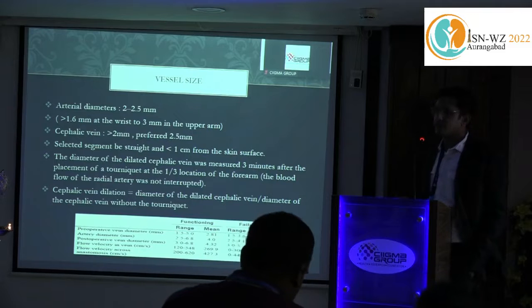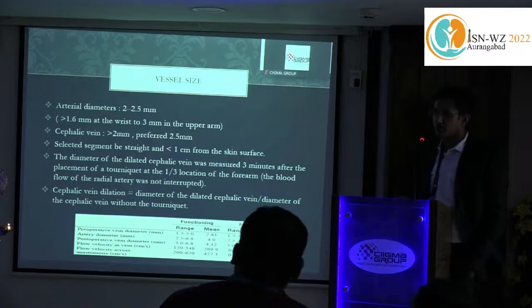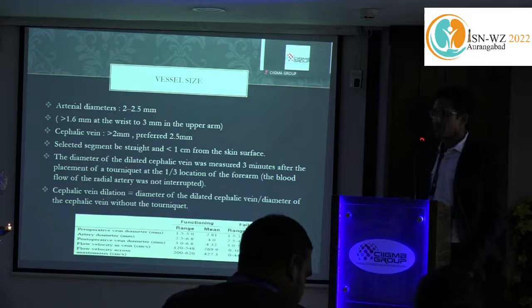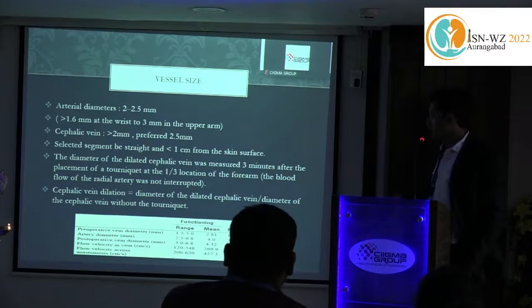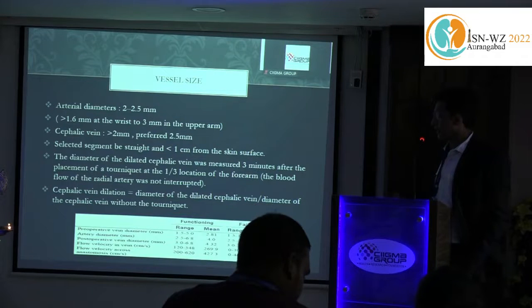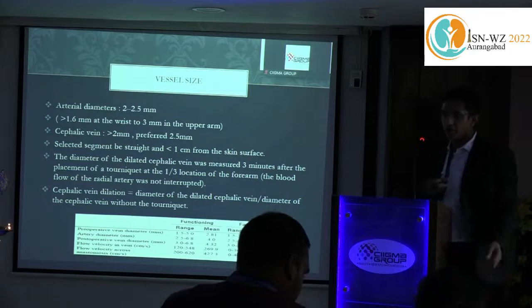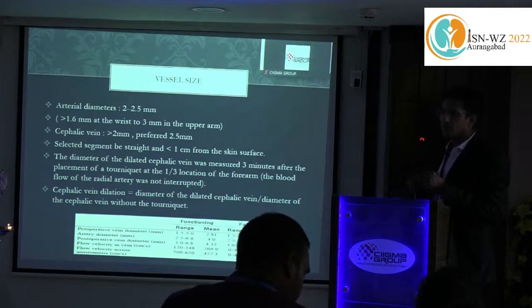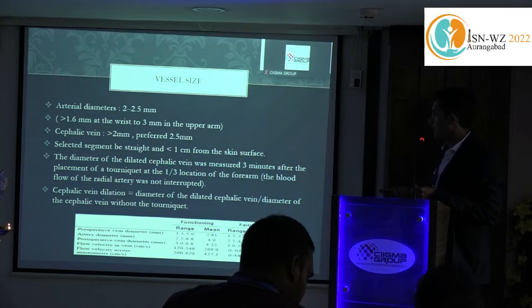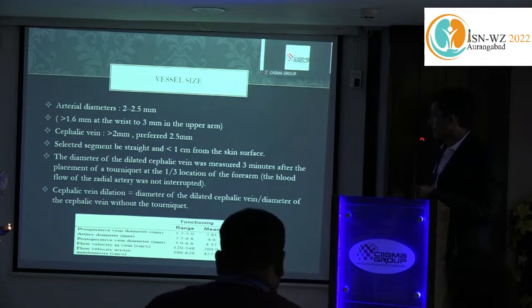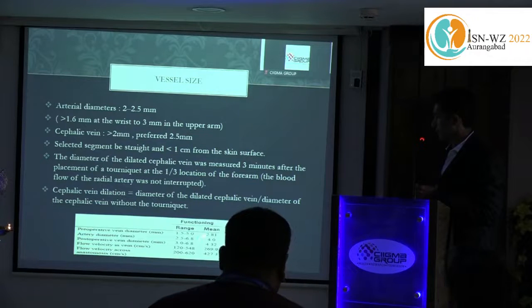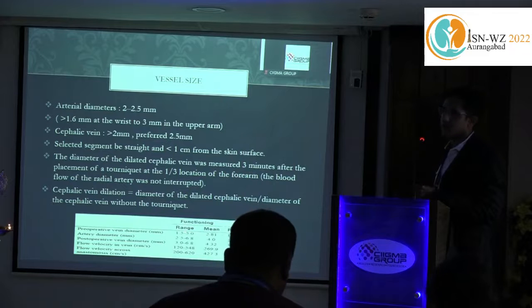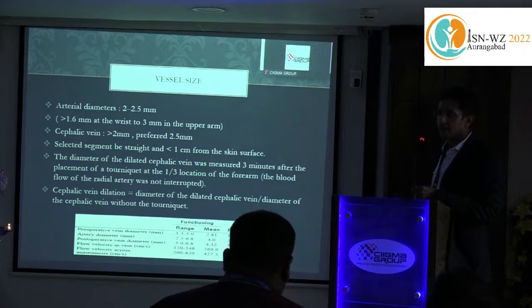The selected segment should be straight and less than 1 centimeter from the skin surface. So there should not be any tortuosity. If there is tortuosity at the distal cephalic vein, you can go a little bit proximal into the forearm. And this is one of the studies which has been published, on how to put a tourniquet over the elbow, and it should not be tight enough to compromise the arterial pulsations. You keep on palpating the radial artery. What they have noted is that if the vessel diameter is on a higher side, the chances of a functioning fistula are high. So that tourniquet test is important.